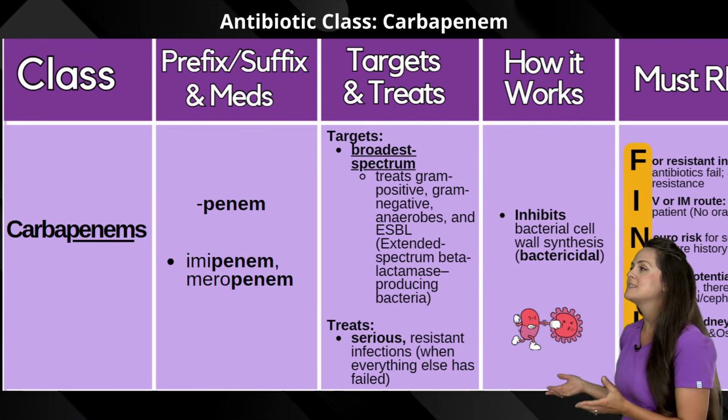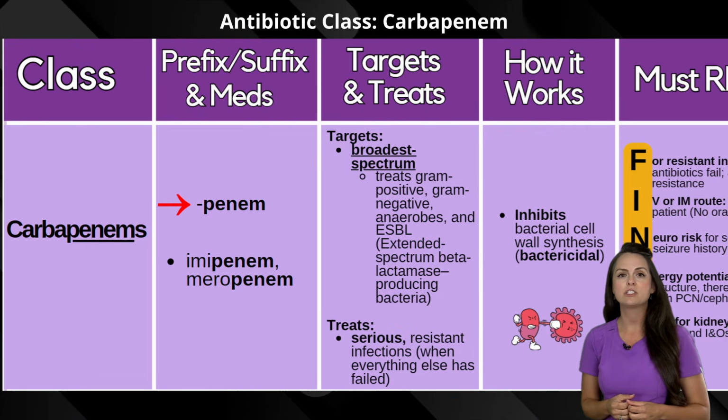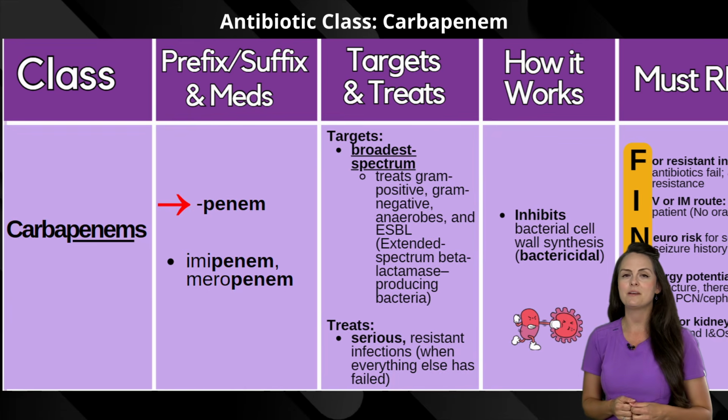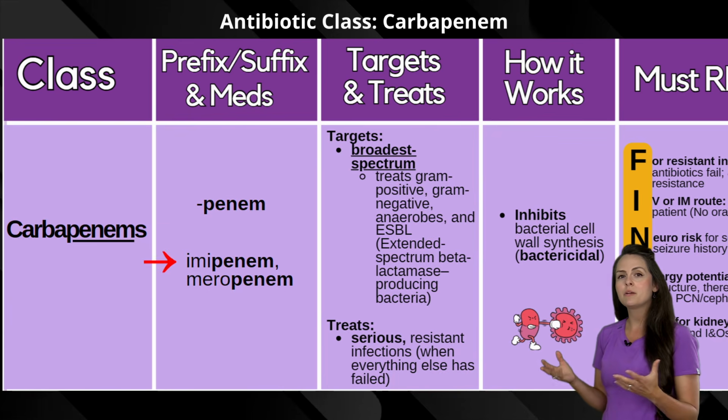The carbapenem class has a common suffix of penem, which is P-E-N-E-M, and includes Imipenem and Meropenem.